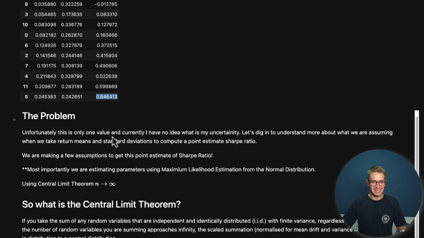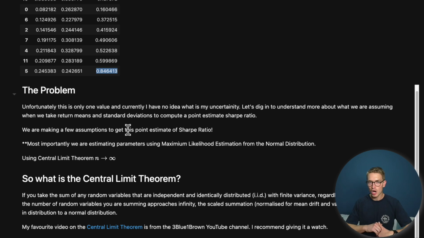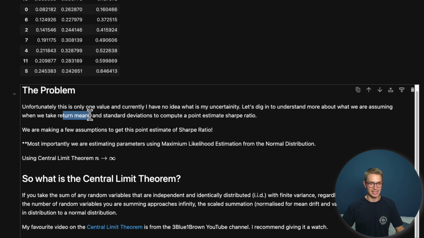Well, the problem is that this is just one value. And currently I have no idea about my uncertainty in that estimate. So let's try and dig a little bit deeper and understand more about what we're assuming when we just blindly take this formula and compute the mean and the standard deviations in order to compute a one value Sharpe ratio. So the biggest assumption and the most important one is that we're estimating using the maximum likelihood estimation from the normal distribution. So this assumes the property of the Central Limit Theorem that as our data goes to infinity, we then get a normal distribution.